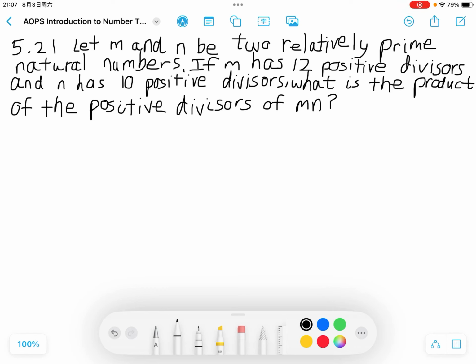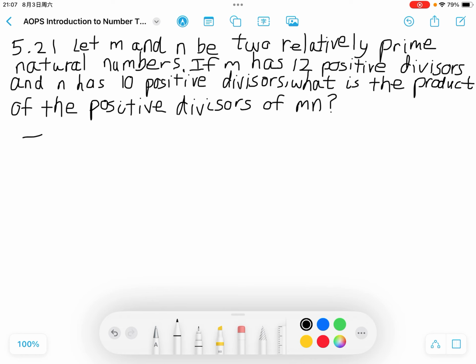This is problem 5.21 in AoPS Introduction to Number Theory. It says, let m and n be two relatively prime natural numbers. If m has 12 positive divisors and n has 10 positive divisors, what is the product of the positive divisors of m times n? So we can change the words into math.